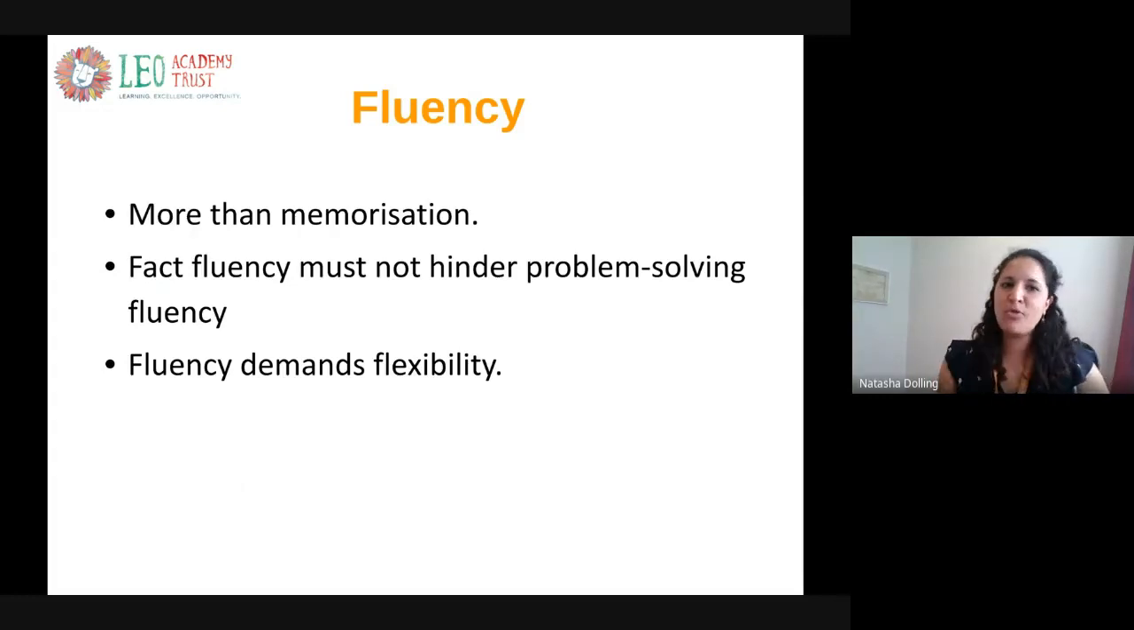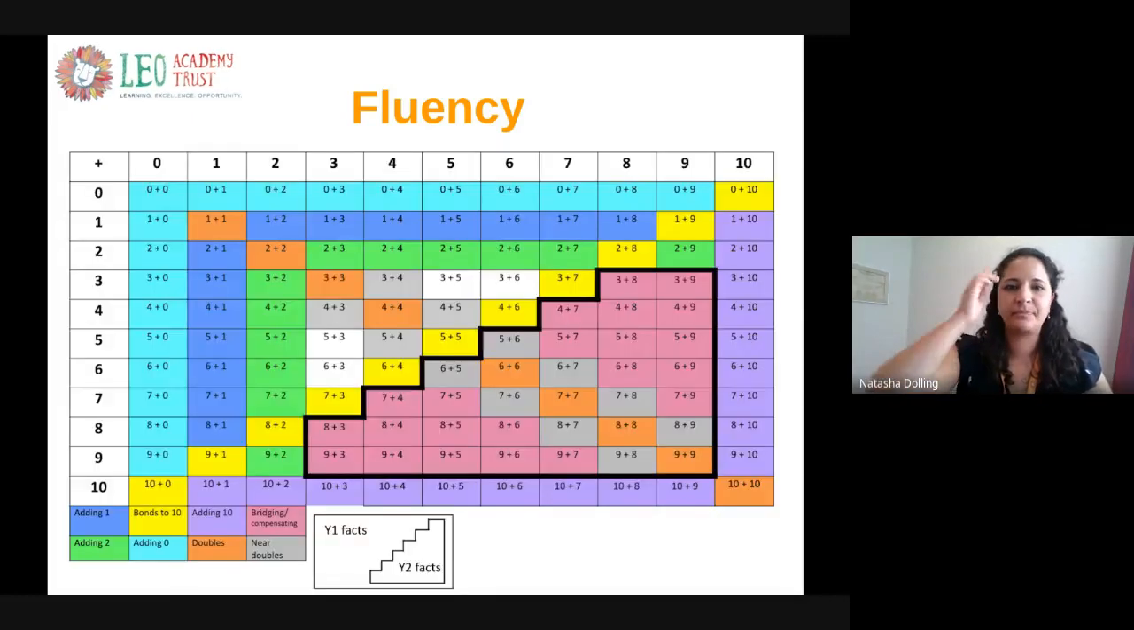Fluency is more than just memorization or parroting facts. We don't want fact fluency to hinder problem solving. We don't want children who are working out a problem that needs times tables to be sitting there working it out, and it hinders their problem solving because they just don't have those facts. However, fluency demands flexibility. Let me show you what I mean, going back to that coherence and mathematical thinking.